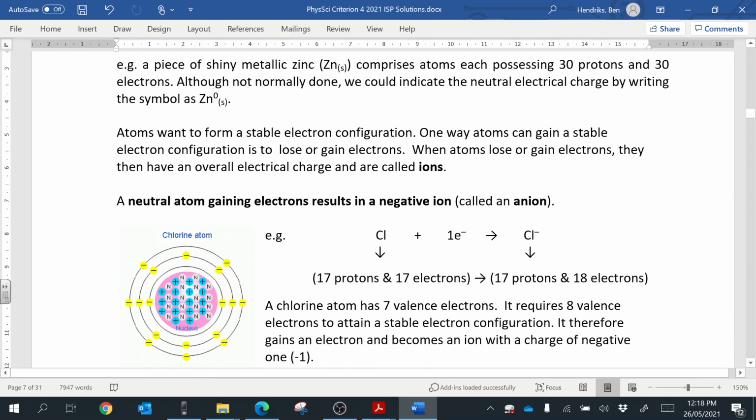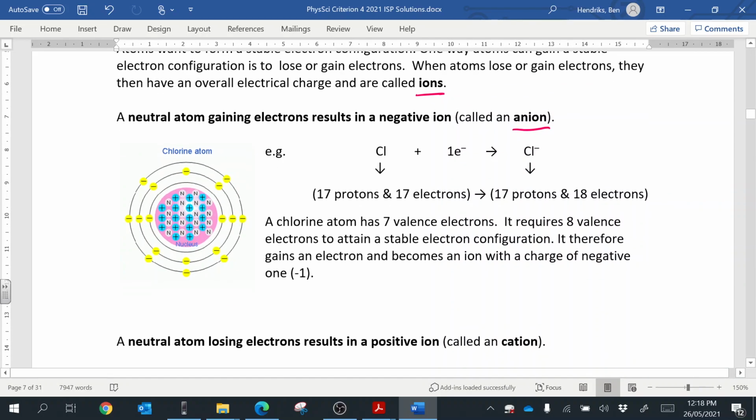Atoms want to form a stable electron configuration. One way atoms can gain a stable electron configuration is to lose or gain electrons. When atoms lose or gain electrons, they then have an overall electrical charge and are called ions. A neutral atom gaining electrons results in a negative ion called an anion.